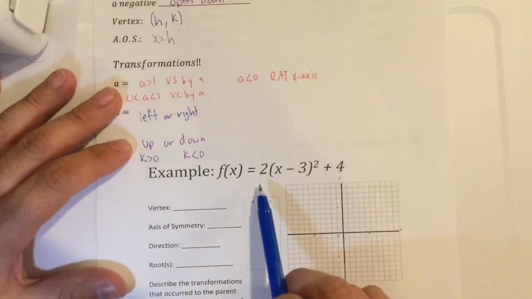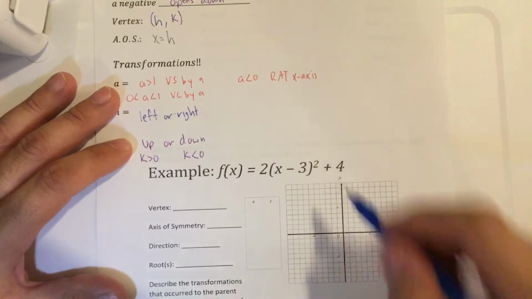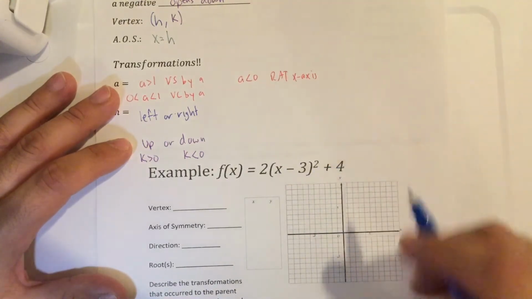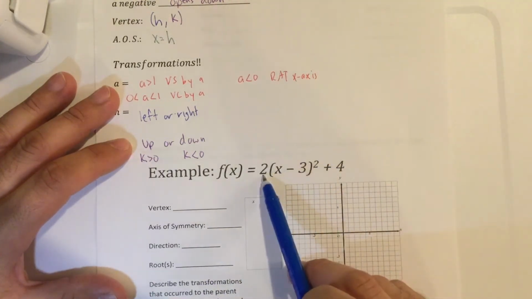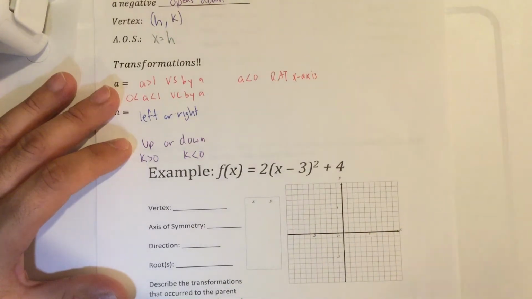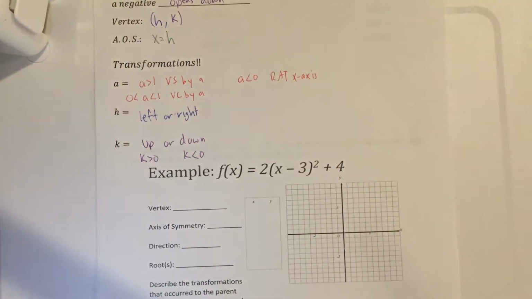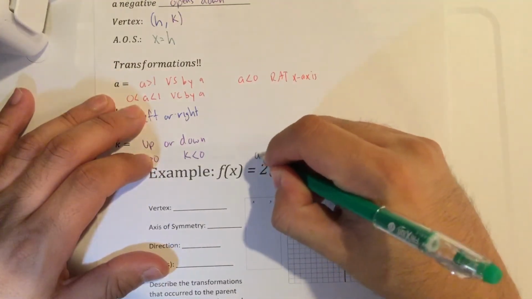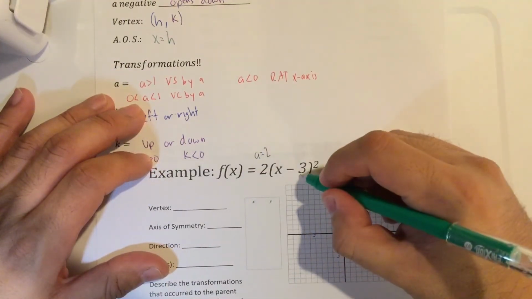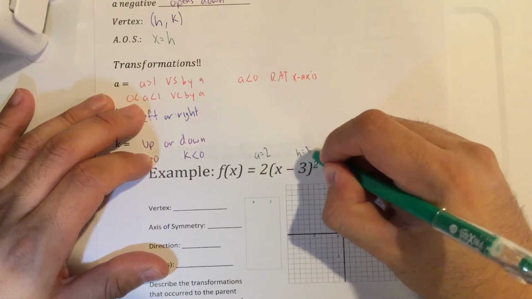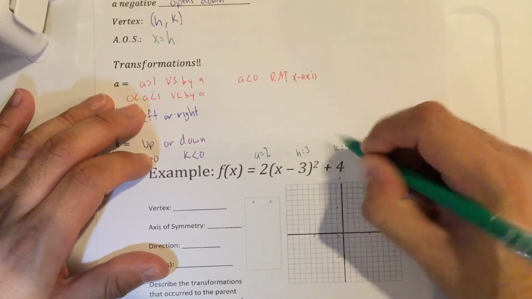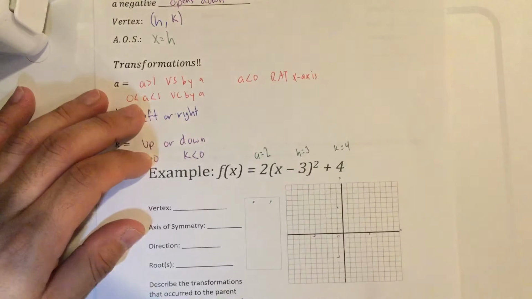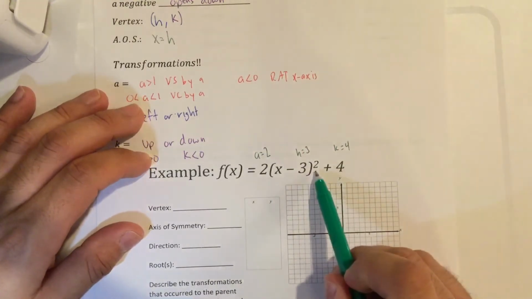So this is, once again, a quadratic function. The reason I know that is because it is squared right here. We have an a value of 2. Let me just write this out, I'll use green. So the a value is 2. H is the opposite of that, which would be 3. And k is 4. So that's just identifying a, h, and k. Once again, I know this is a quadratic function because it is squared.